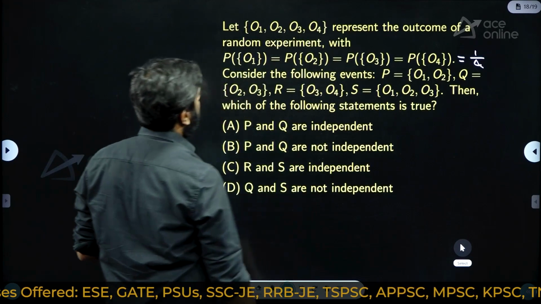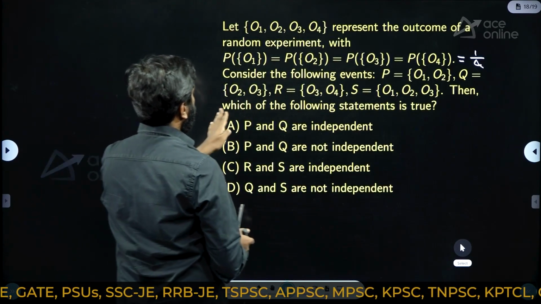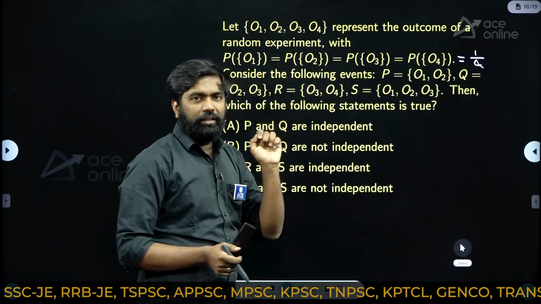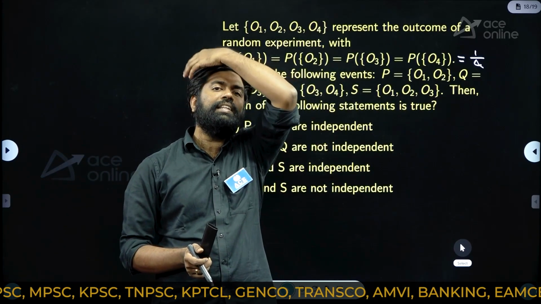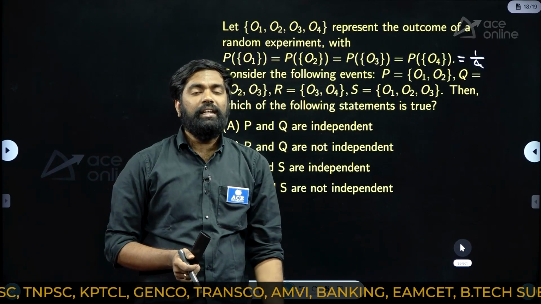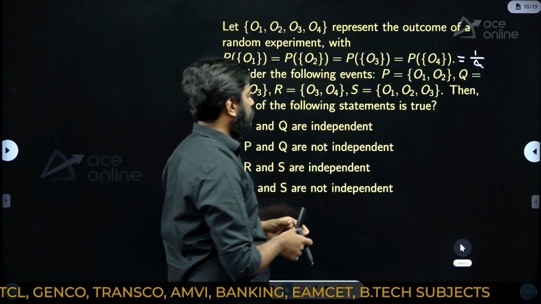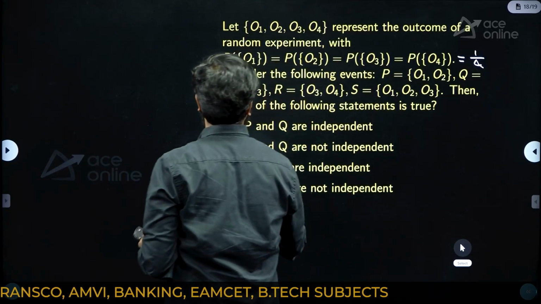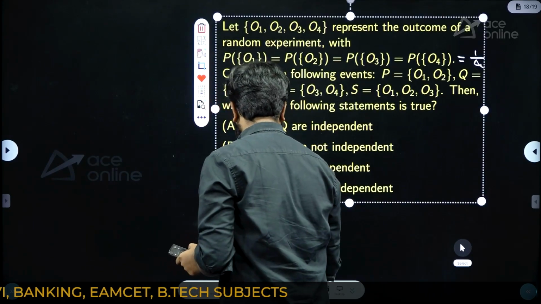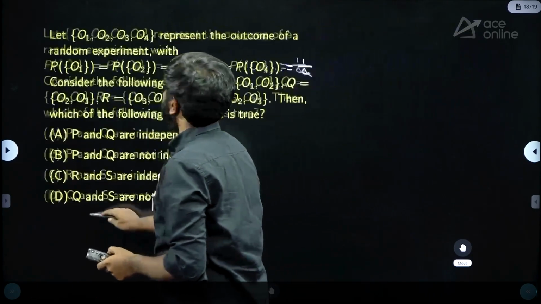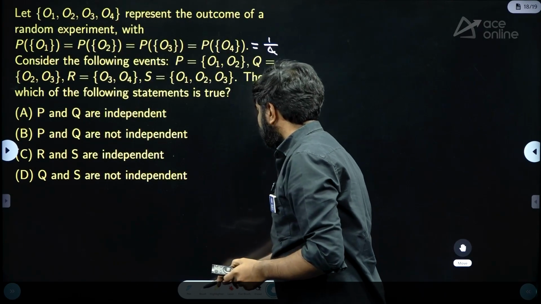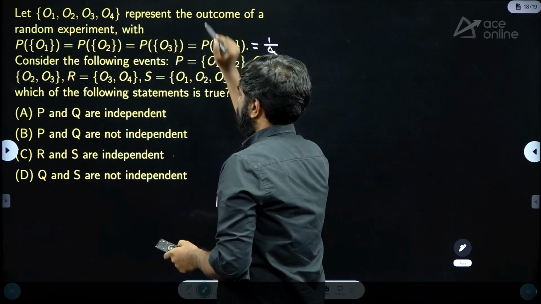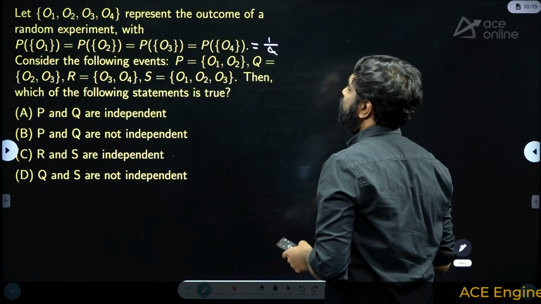This doesn't look like an MSQ, because it says which one of the following statements is true. Suppose the question was which of the following statements are true, then it's an MSQ. So now it is MCQ. So let's see how to solve this question. I'll go with the options actually.